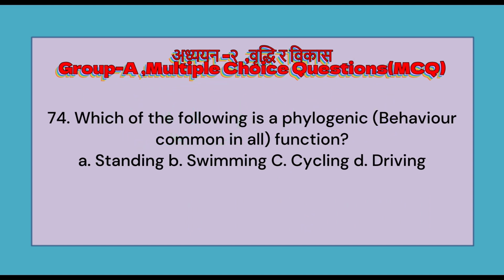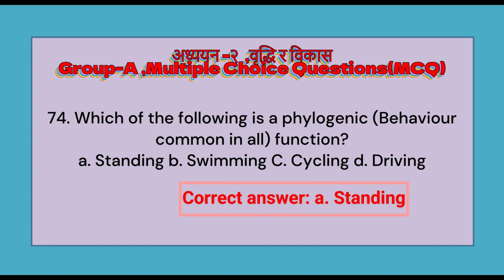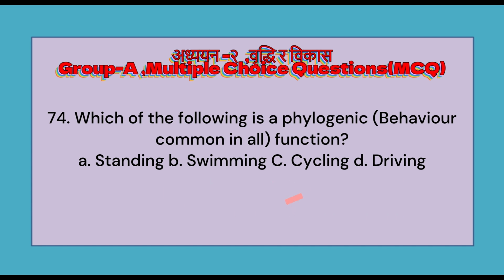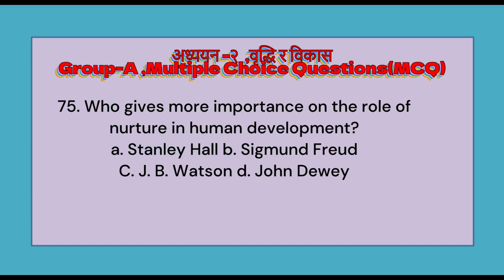74. Which of the following is a phylogenetic behavior common in all? A. Standing, B. Swimming, C. Cycling, D. Driving. Correct answer: A. Standing.